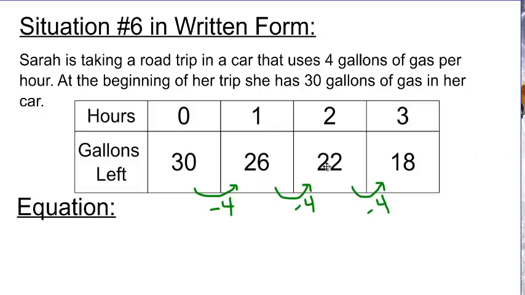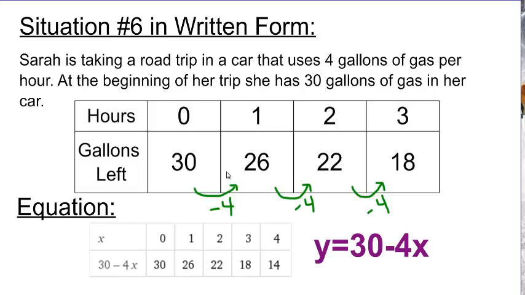What we see is that she's losing 4 gallons each time. So we know that this is going to be a negative 4x somewhere. But we need to factor in what happens at 0, because negative 4 times 0 is still 0, but we want it to be 30. If you look at our situation, we can see that we have 30 minus 4x. So 30 minus 4 times 0 gives us 30. 30 minus 4 times 1 is 30 minus 4, so 26. 30 minus 4 times 2 is 8, so 22, and so forth and so on.